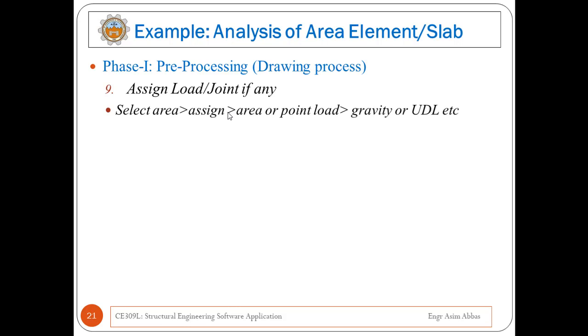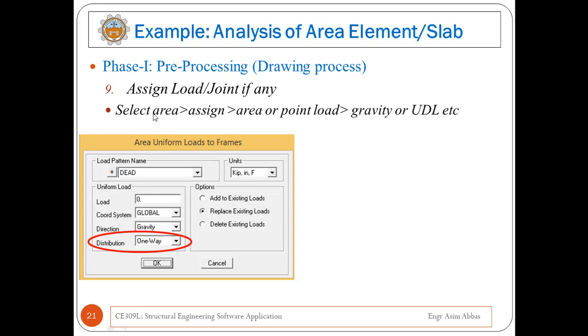For load assignment, just select your area, then go to Assign, then Area Load or Point Load. Then go to Gravity or UDL, etc. This kind of window will open. From here you can apply dead load or live load or any other kind of load.